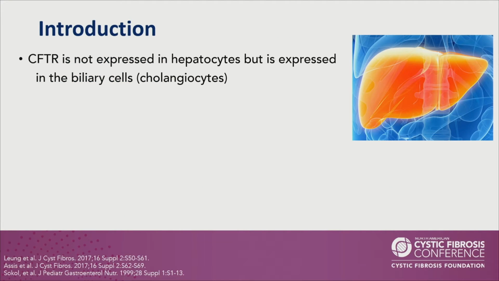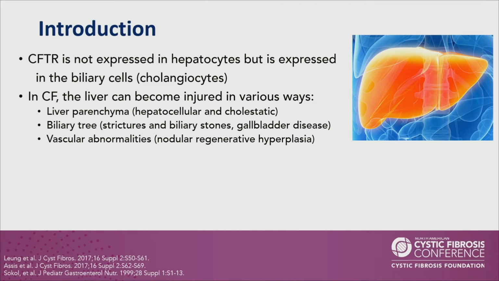Let's start by just setting the stage. We know that CFTR is not expressed in the hepatocytes, but it is expressed in the biliary cells, also called cholangiocytes. And while the biliary tree, as we all know, represents a very small percentage of the mass and biomass of the liver, we know that in cystic fibrosis, there's a variety of injury and injury patterns, which is partly why the definitions can be so heterogeneous.